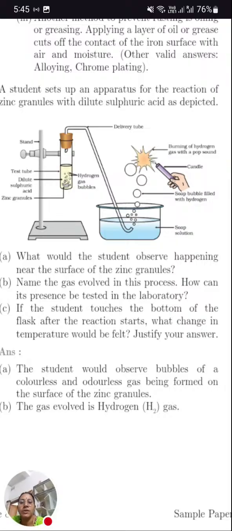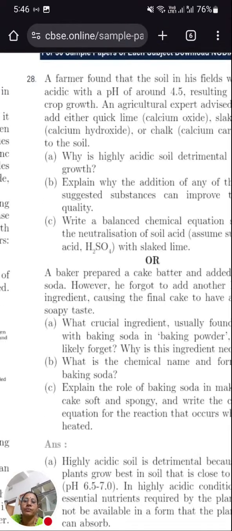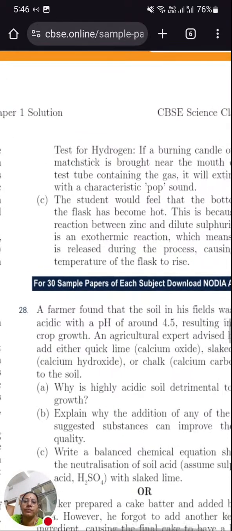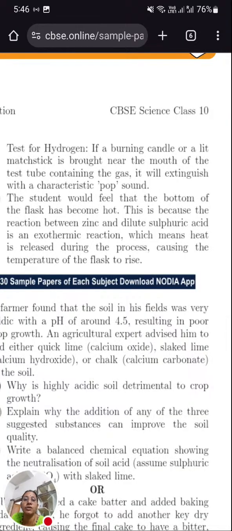Now the third question. If the student touches the bottom of the flask after the reaction starts, what change in temperature would he feel? Justify your answer. There will be heat generation. It is an exothermic reaction. You will feel the test tube to be hotter. Let's go with the answers now. Students would feel that the test tube becomes hot. This is because the reaction of zinc and dilute sulfuric acid is an exothermic reaction, which means heat is released during the process, causing the temperature of the flask to rise. So the flask will become hotter.